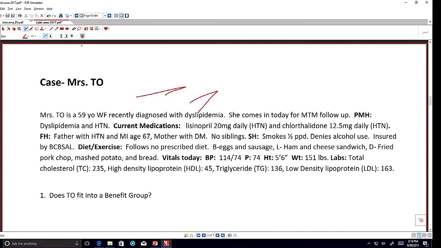All right, so anyway, she smokes a half a pack a day. She's insured, follows no prescribed diet. Let's see. Blood pressure is 114/74. Weight's 151. Total cholesterol is 235. HDL is 45. Triglycerides are 136. And LDL is 163. So go ahead, take a look at this patient and work the case.